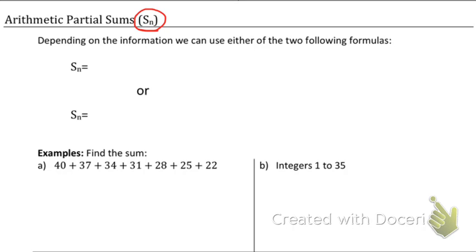All right, so depending on the information we can use either one of the following formulas. Don't use the second one. In fact, I'm going to have to look it up again to write it down. We're just going to use this first one. And the first one is just, hey, take our number of terms, divide it by 2. Then multiply it by our first term added to our last term. So a sub n stands for our last term.